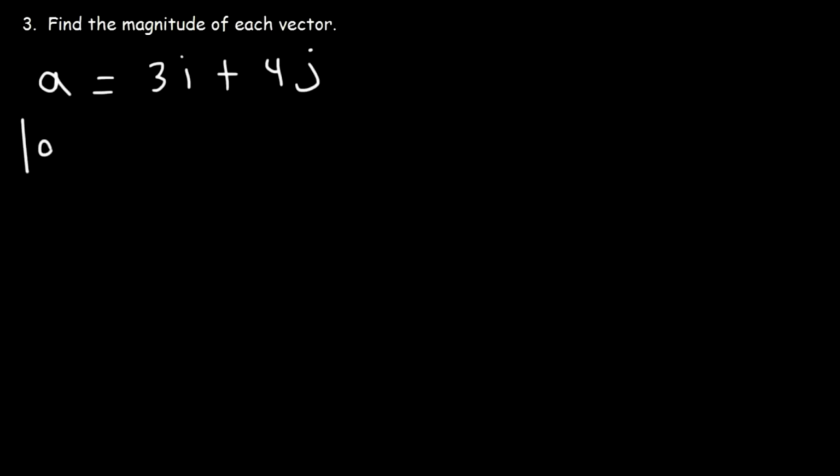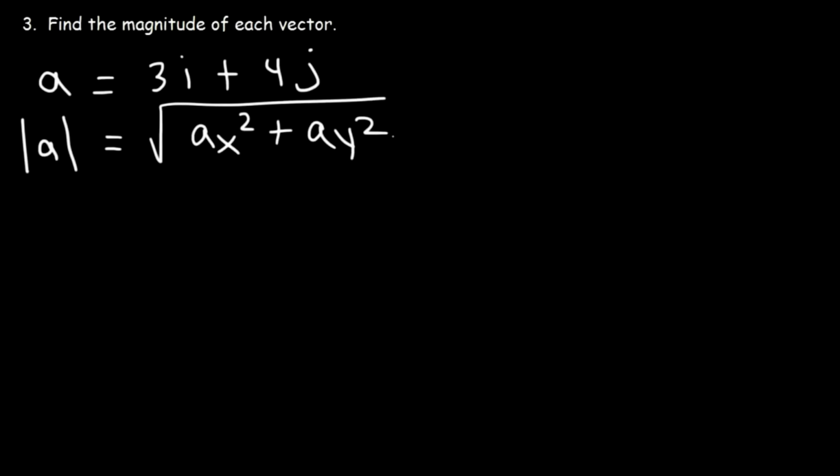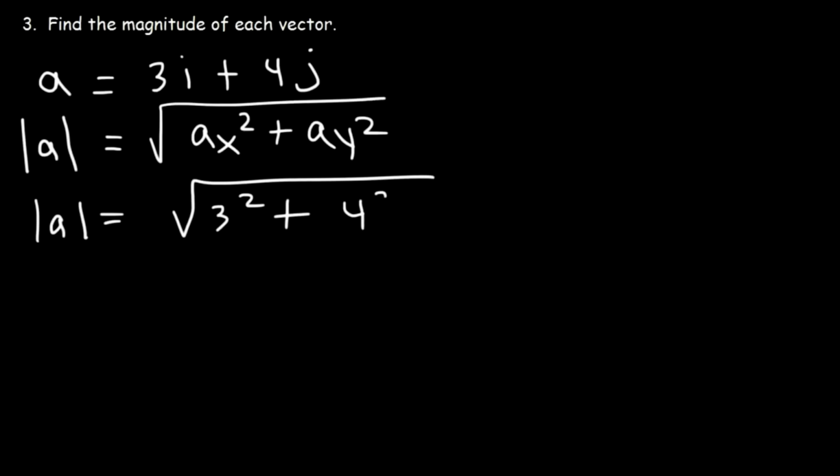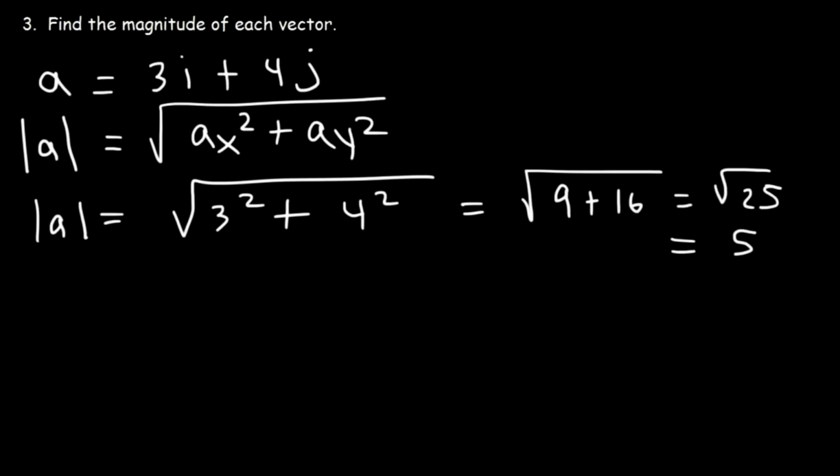The magnitude of vector a is simply the square root of the sum of the squares of the x and y components. So in this case, it's going to be the square root of 3 squared plus 4 squared. 3 squared is 9, 4 squared is 16, 9 plus 16 is 25, and the square root of 25 is 5. Notice that this is associated with the 3, 4, 5 right triangle.